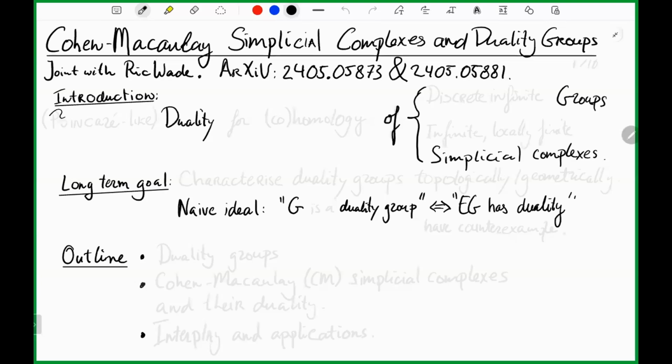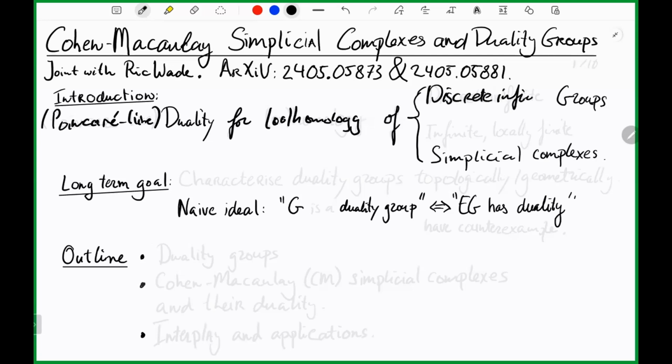And the thing that this is all about is something like a Poincaré duality for the cohomology of discrete infinite groups, and comparing that to the same kind of duality for infinite but still locally finite simplicial complexes.